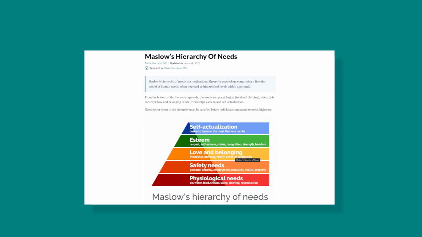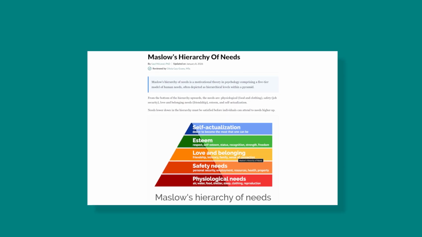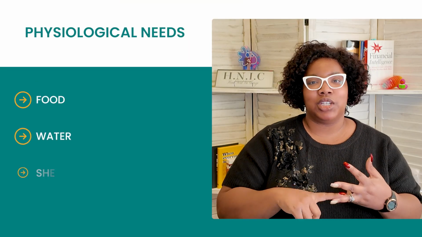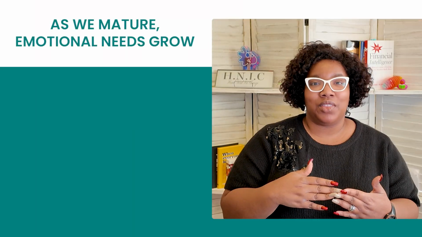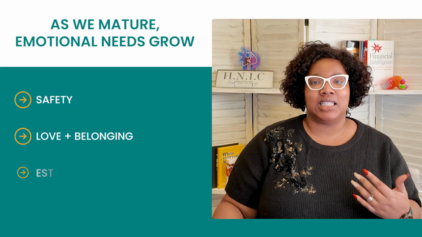So there is a framework called Maslow's hierarchy of needs that explains that when we are first brought into this world as little human beings, we have physiological needs: food, water, shelter. Those are our basic needs that need to be met in order for us to thrive and feel like healthy, contributing members of society. And then as you mature, our emotional needs grow. So we want things like safety, love and belonging, esteem, and so on. And so that can be applied to your marketing messages as well.